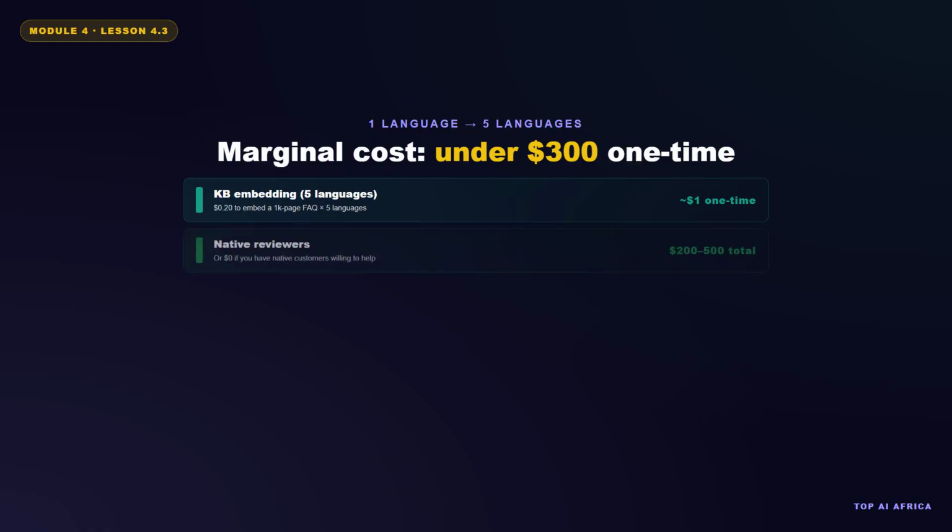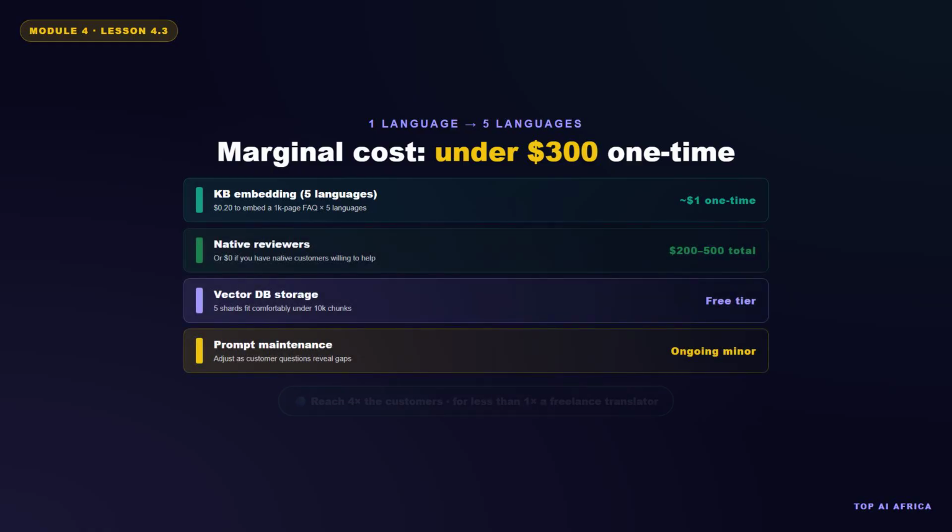Third, cost reality. Per language knowledge base embedding, about 20 cents to embed a 1000-page FAQ. Multiplied by 5 languages equals $1 one time. Native reviewers, budget $200 to $500 total to commission a quality pass per language, or 0 if you have native customers willing to help. Prompt maintenance ongoing but minor. Vector database storage. Same as Module 3, all 5 shards fit comfortably in the free tier under 10,000 chunks. Total marginal cost of going from 1 to 5 languages, under $300 one time.